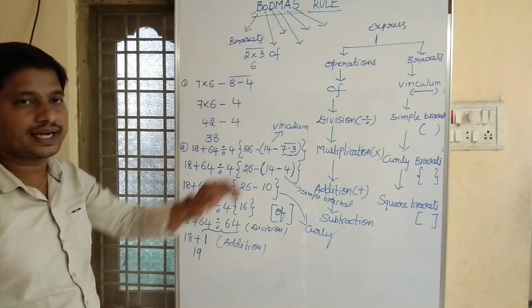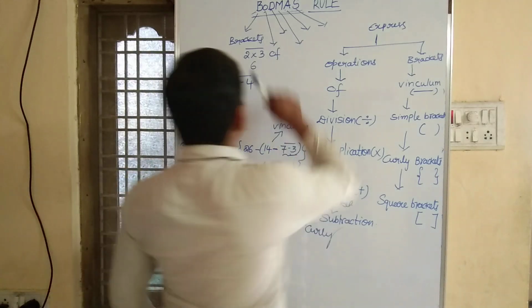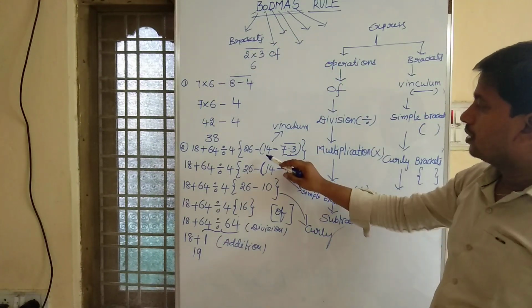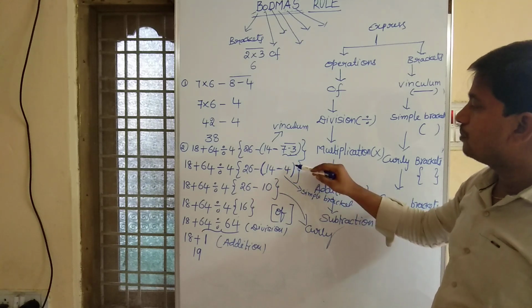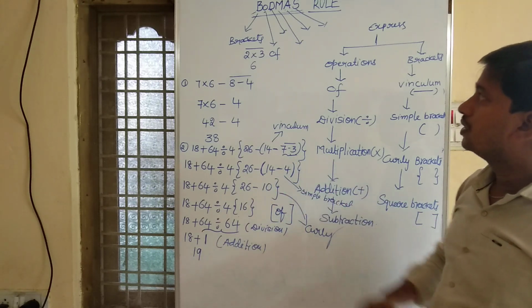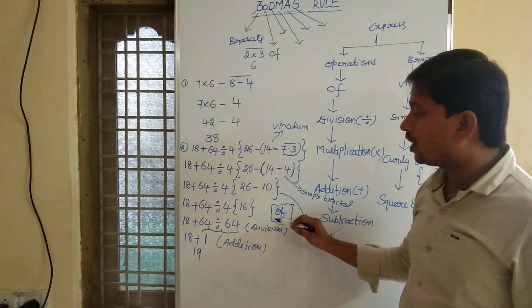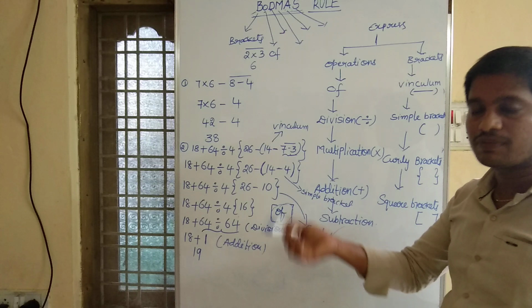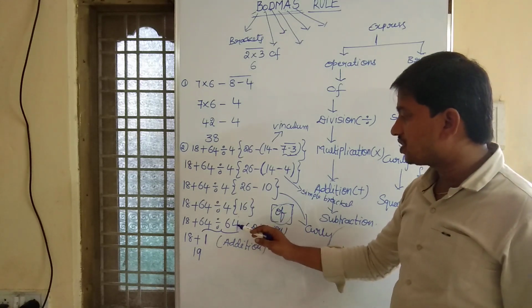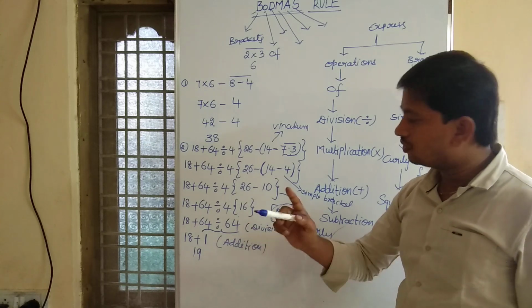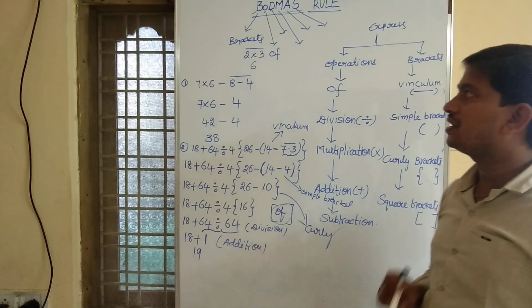First priority goes to brackets. Then here we have the simple bracket, and here we have the curly bracket. Then the priority goes to of, which in the sense means multiplication. 4 into 16, 64. Then priority goes to division, 64 divided by 64, 1. So 18 plus 1, 19.